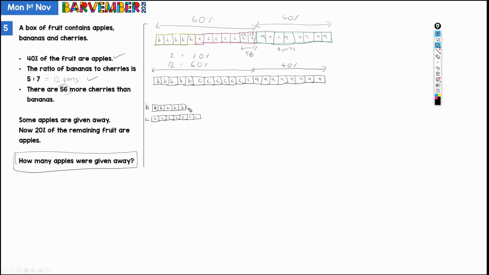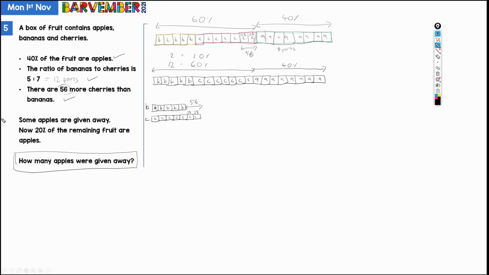Okay, and I know that this difference is 56. That's another way that we could draw it. And that means that these two, again, must be 28. 56 divided by 2. Okay, so we've now used this piece of information and we know each of these equal size blocks represents 28 pieces of fruit.